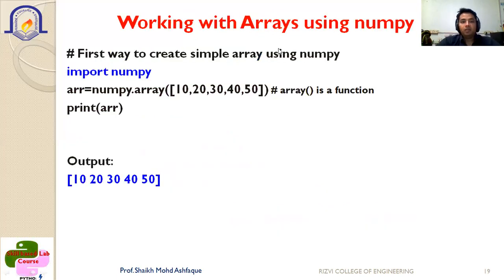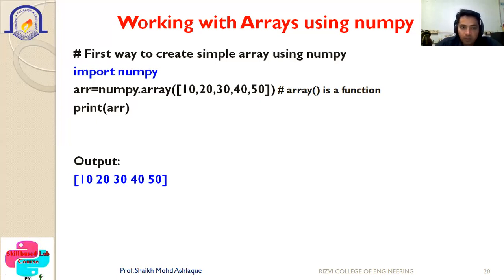Now, working with arrays using NumPy. After you make sure the NumPy package is installed on your system, the first statement you write is import numpy. We are importing numpy, and then creating arr equal to numpy, that is your package, dot array, and then writing the set of data separated by commas, and then printing it. You can see the output is printed as 10, 20, 30, 40, and 50. This is the first way: import numpy.